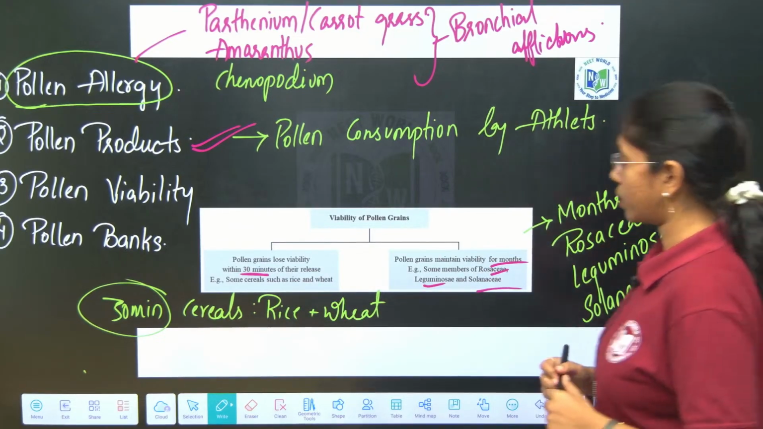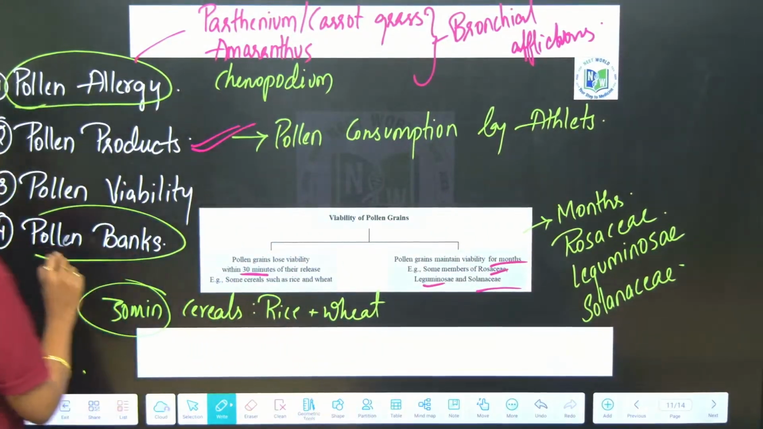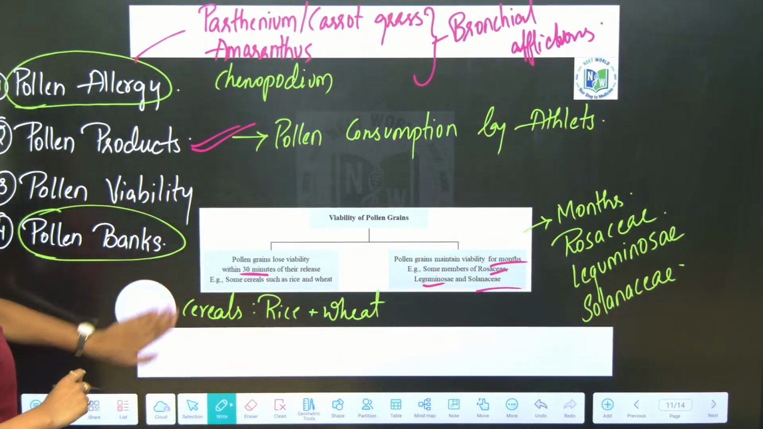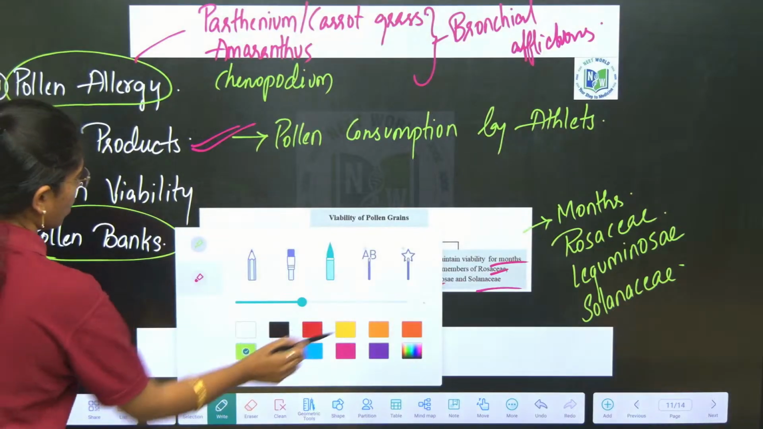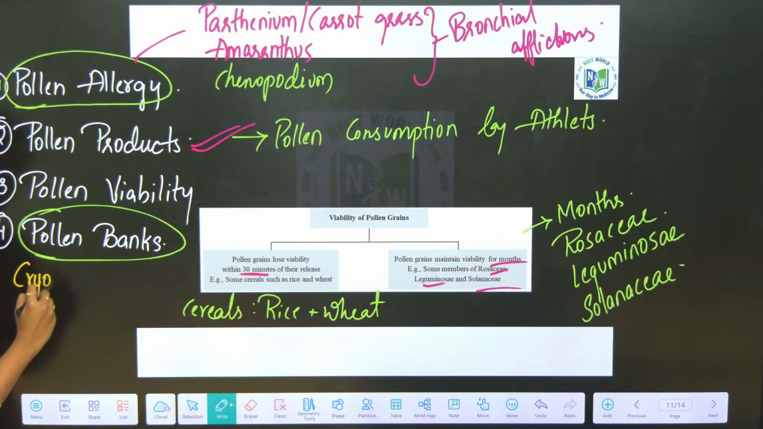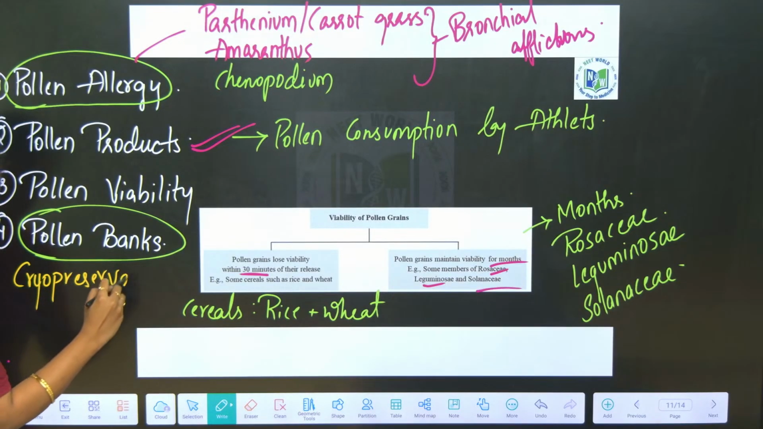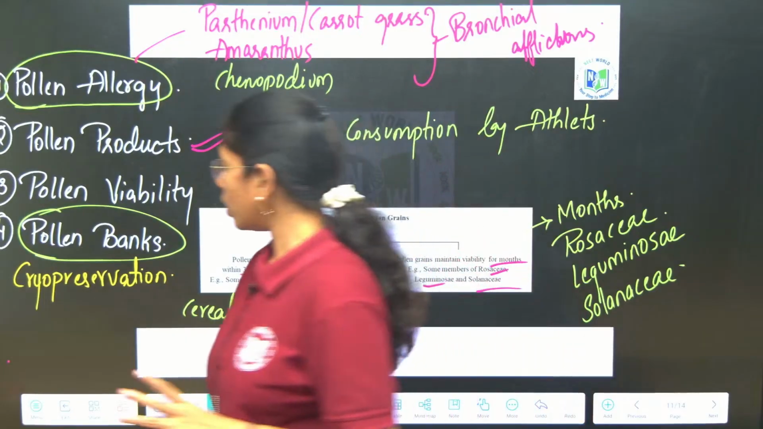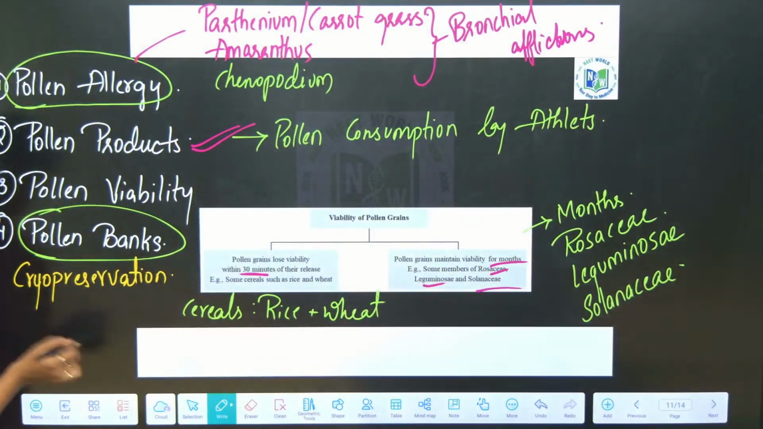Lastly, pollen banks. We can preserve pollen grains for years together by following a method called cryopreservation. What is cryopreservation? Preserving pollen grains at -196 degrees Celsius in liquid nitrogen.